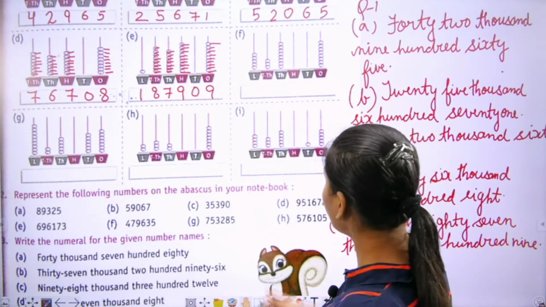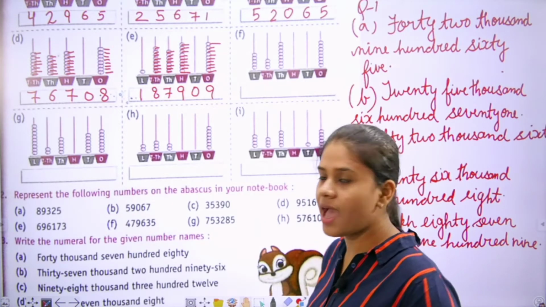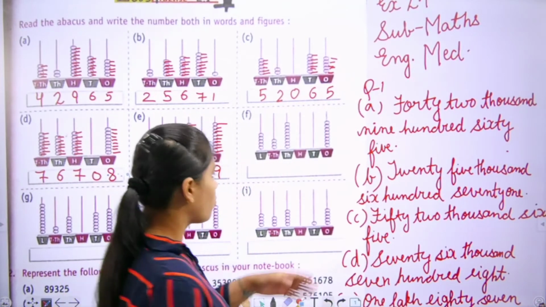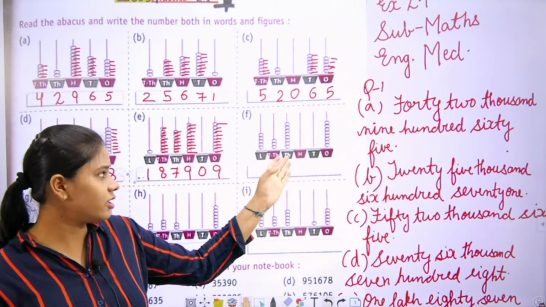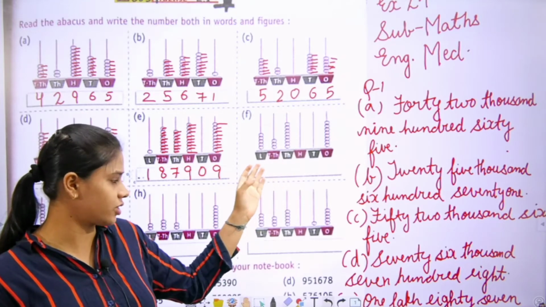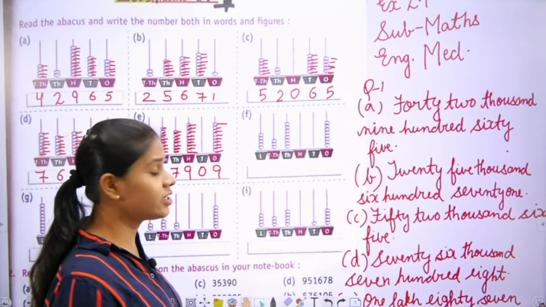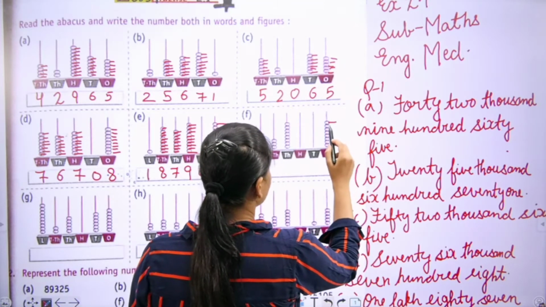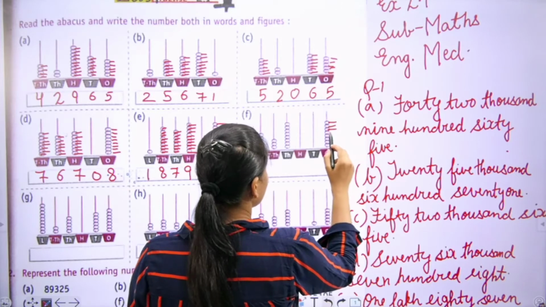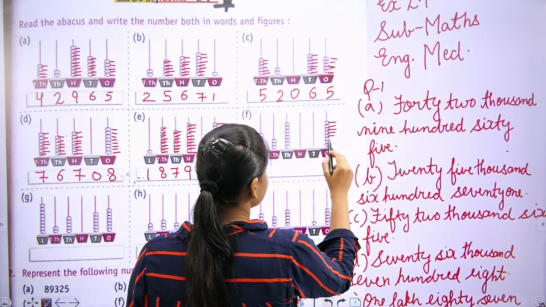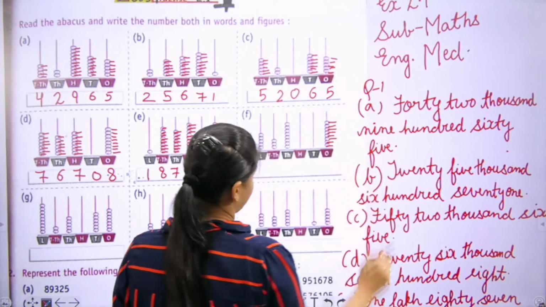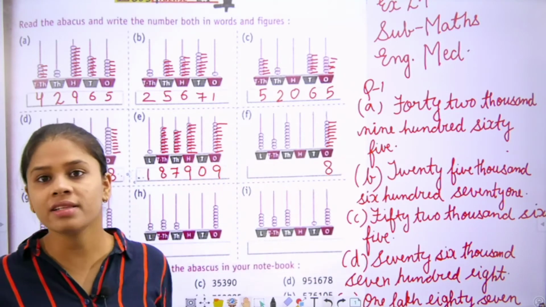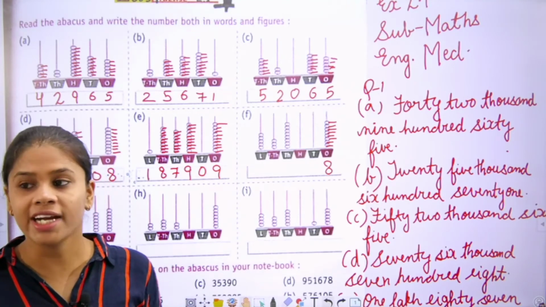Okay. Now move to the next part, that is F. Again, ones, tens, hundred, thousand, 10,000 and lakh. We will start from the one side. How many bits are there? 1, 2, 3, 4, 5, 6, 7, 8. We will write here 8. Okay, in 10 side there is no bits. We will write 0.